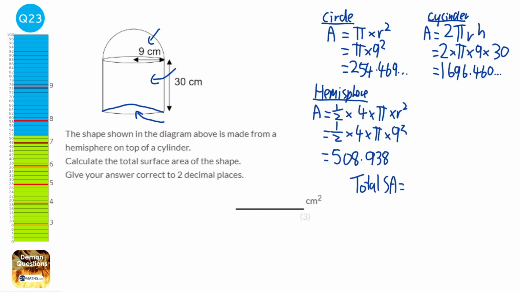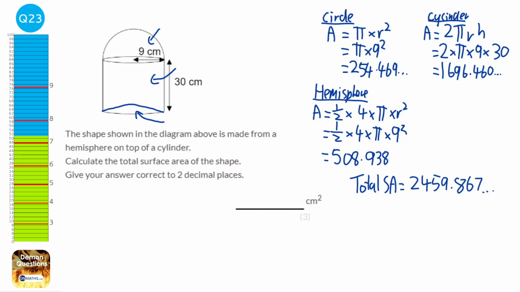And we're just going to add up all these numbers together. So we add up the 254.469, the 1696.460, and the 508.938, and we get 2,459.867. Do make sure you show the examiner that you're adding these three here.